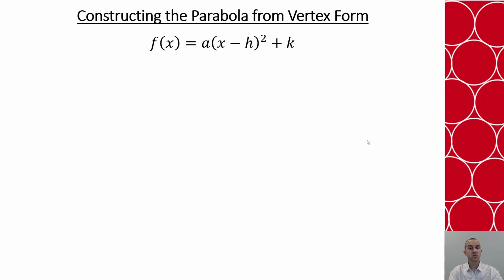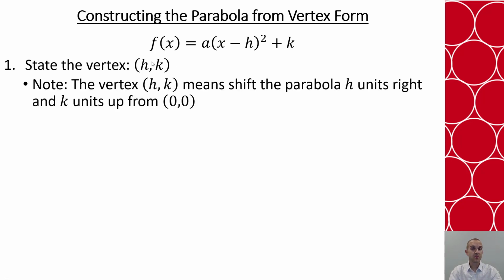Now I can also construct a parabola from the vertex form. And what's nice about this is that I already have my vertex, as long as I'm writing this as x minus h, my vertex is h, k. Then it's just a matter of finding the other points. So it's important to recognize that h, k means I'm shifting my parabola h units to the right and k units up from 0, 0. So if it's a negative h, that means really I'm shifting to the left. And if it's a negative k, I'm really shifting my units down.